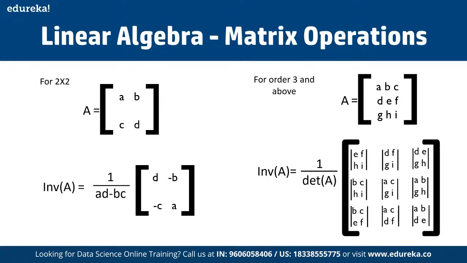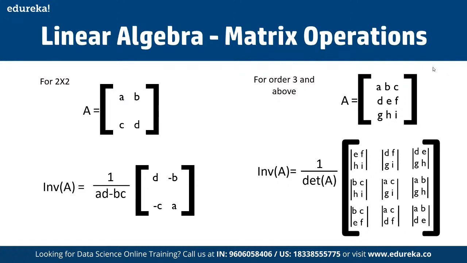So for our 2 by 2 here we have A, B, C, D. If we are going to invert this, then it is going to be 1 divided by AD minus BC, and that is going to give us D, minus B, minus C and A here. And then for order 3 and above, for example, here we have A, B, C, D, E, F, G, H, I. If we invert this, then it is going to be the same determinant of A as we had discussed.